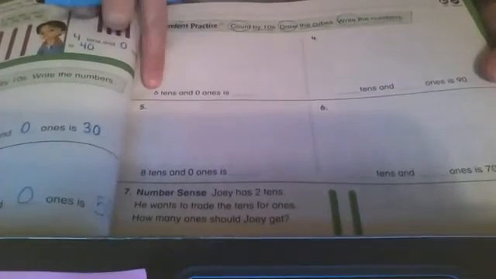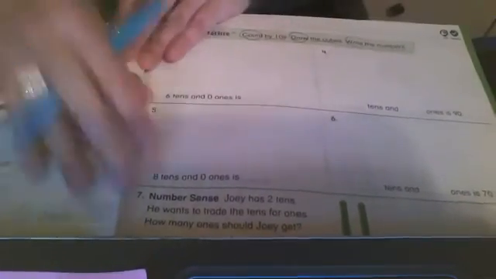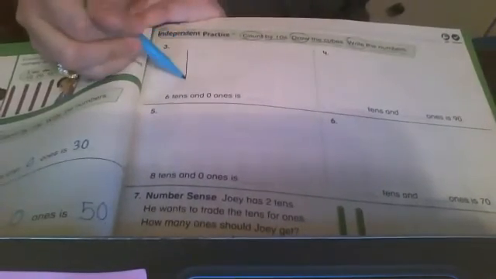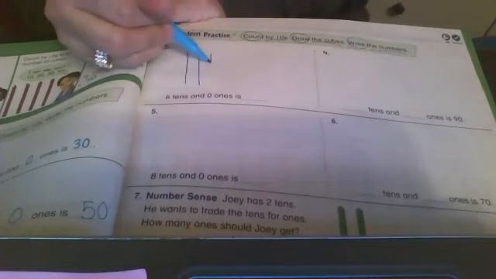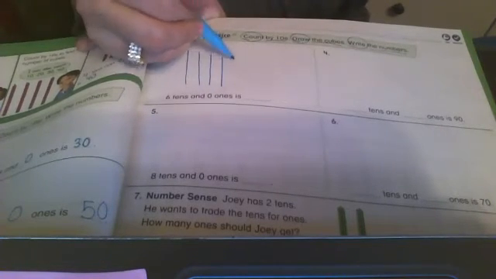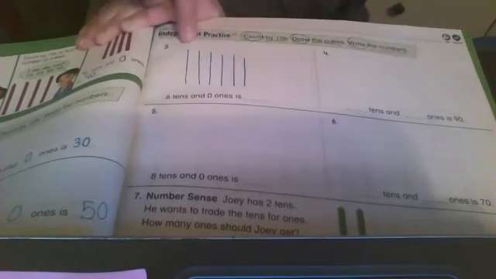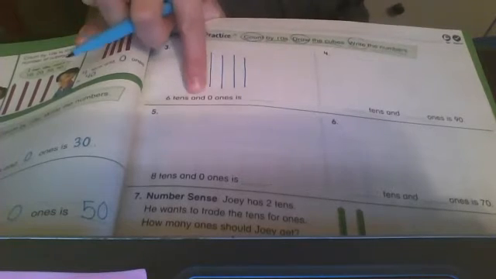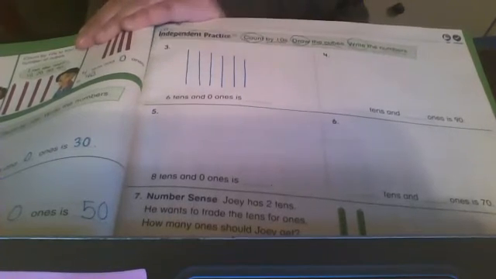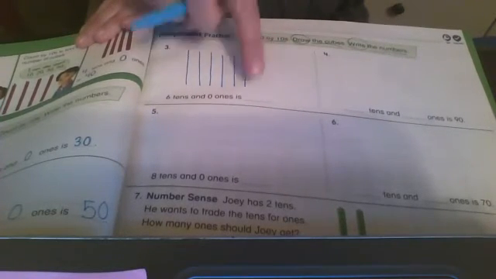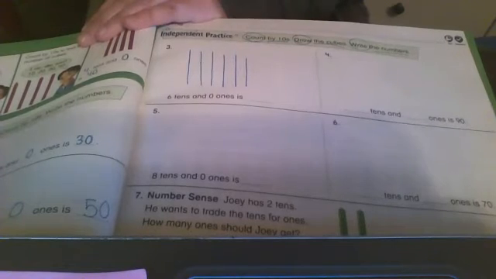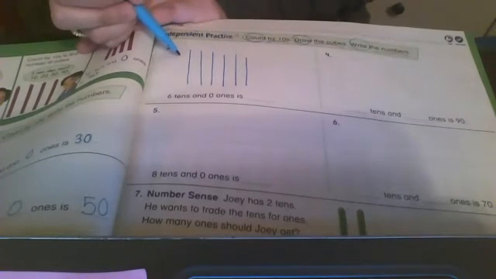All right, so for number 3, I see I have 6 tens, so I'm going to draw it like this. 1, 2, 3, 4, 5, 6. Okay, there's my 6 tens. And 0 ones, so I'm not adding anything to there. And they want to know how much that is altogether. Well, since I know they're in groups of tens, I can count by tens.